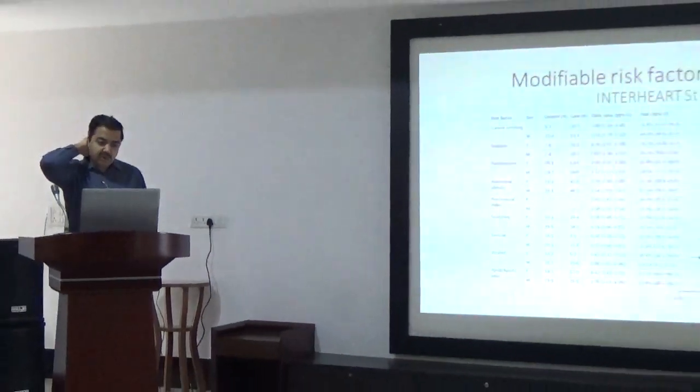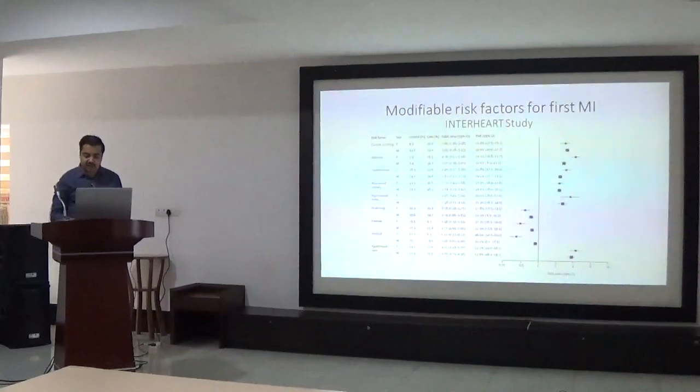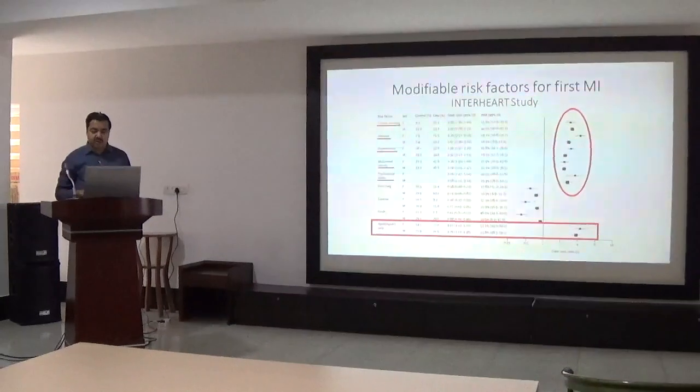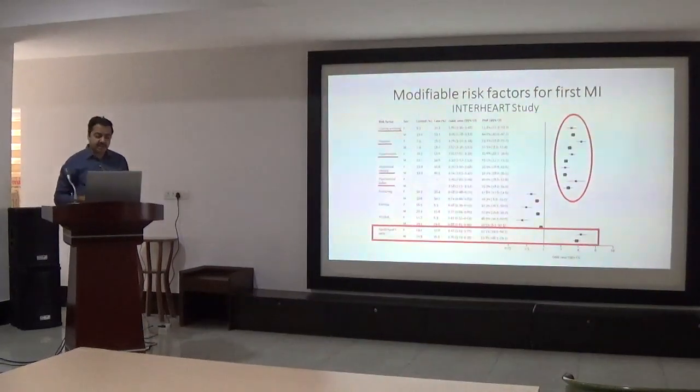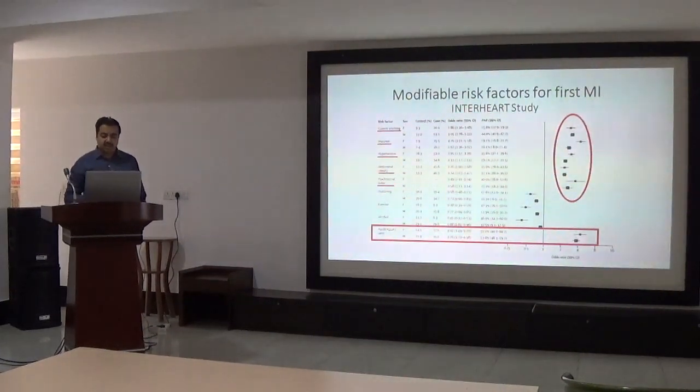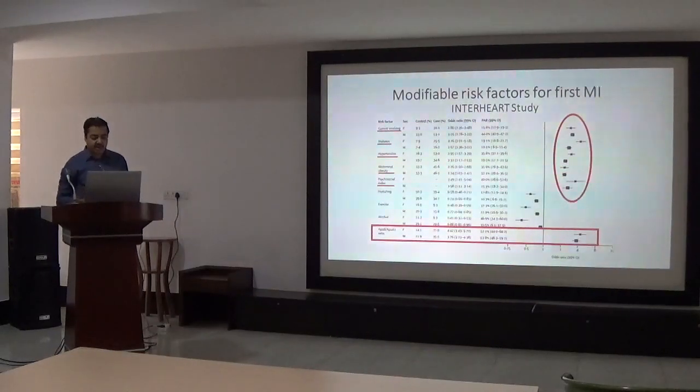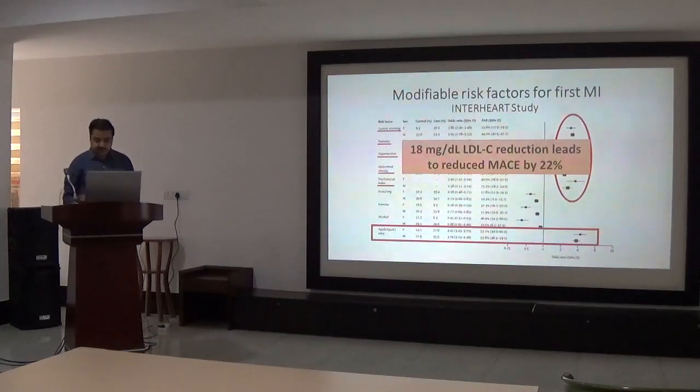which gave us modifiable risk factors for first myocardial infarction, and those are current smoking, diabetes, hypertension, abdominal obesity, psychosocial index and ApoB/ApoA1 ratio. So an ApoB/ApoA1 ratio of more than 1 is in favor of the patient developing cardiovascular disease. So it means that ApoB is a bad cholesterol. That also we'll discuss in time.